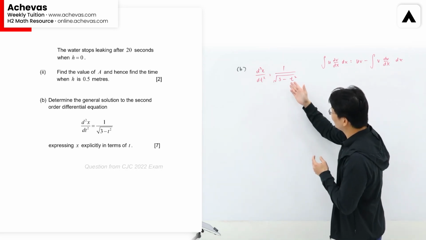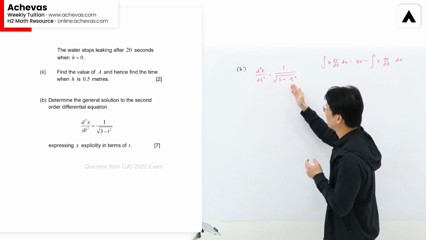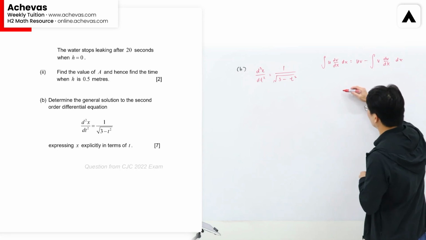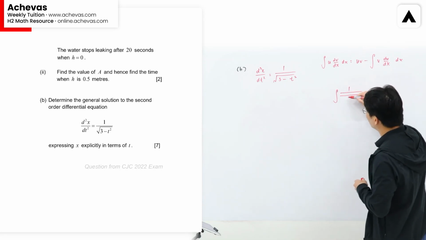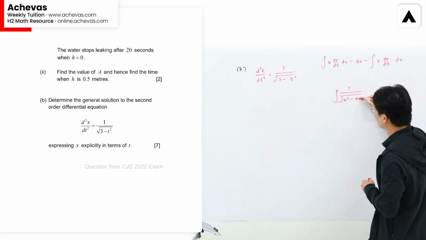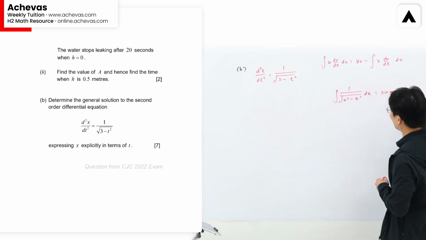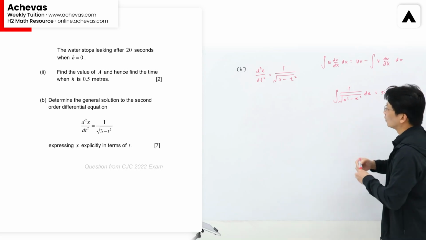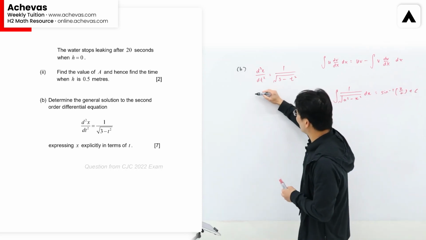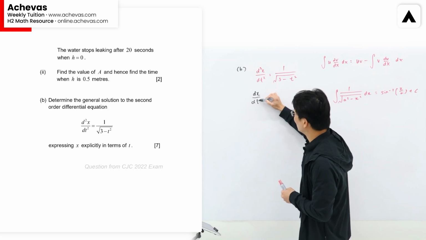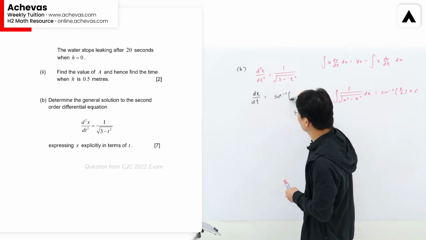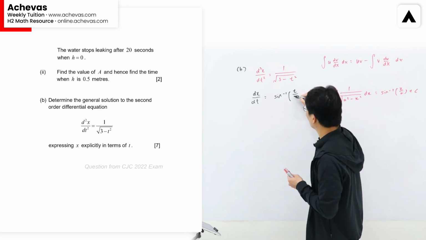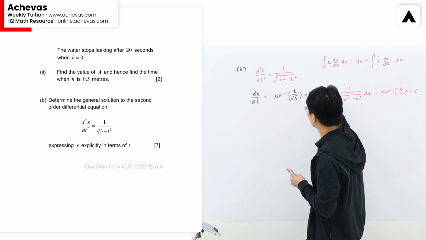So for this case, this is an expression that we can make use of our MF27. We have this formula given in our formula list, which is 1 over square root a squared minus x squared dx, and we will get a sine inverse x over a plus c. So after doing an integration once, we will get dx over dt equal to a sine inverse. This I'm going to make it like a square root 3 whole thing square. So we'll have a t over square root 3 plus c.